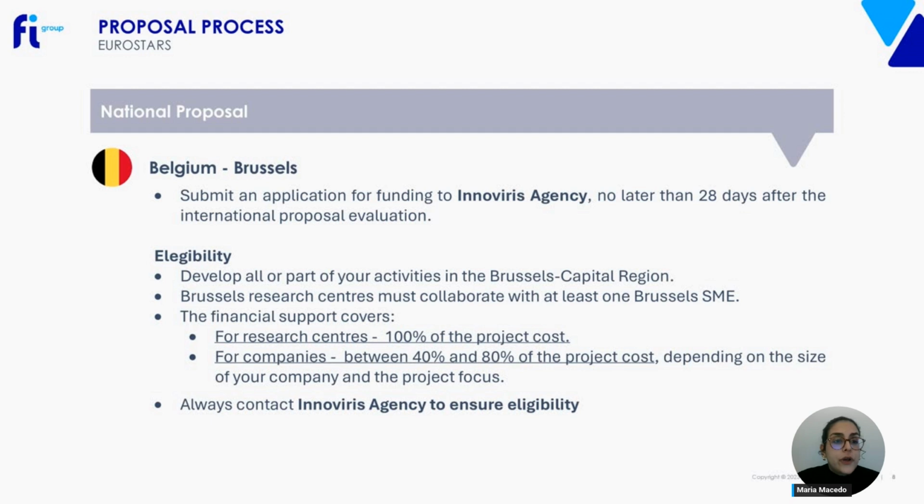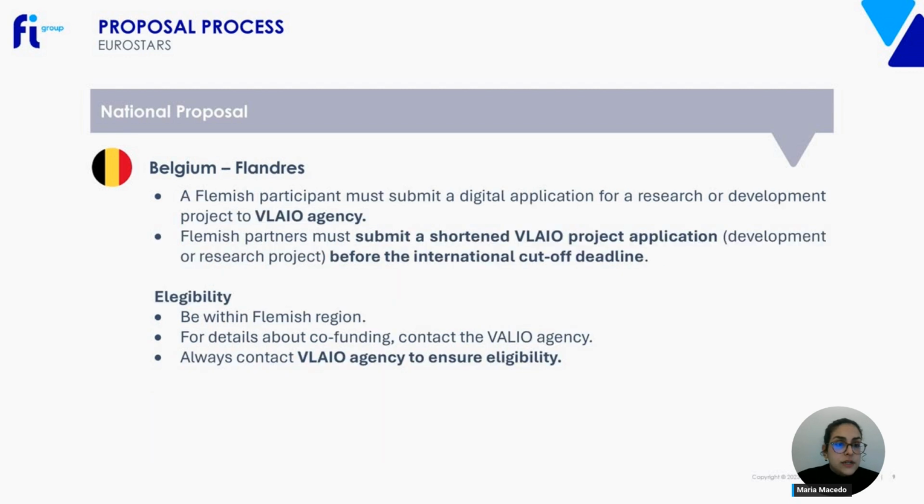Financial support provided is 100% for project costs for research centers, and for companies it can range between 40 and 80%, depending on the size of the company and other aspects such as the type of project, if it is more focused on industrial or experimental development, okay? And so this would be the case for Belgium in the Brussels region.